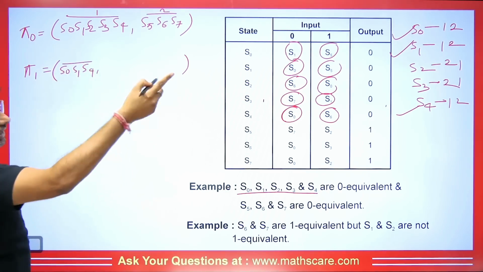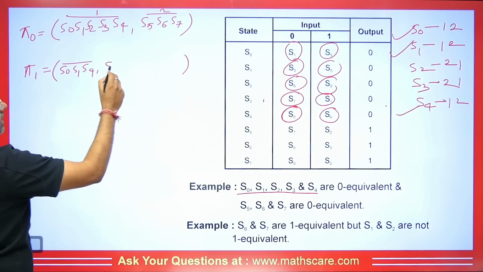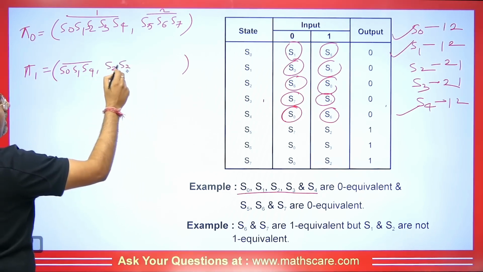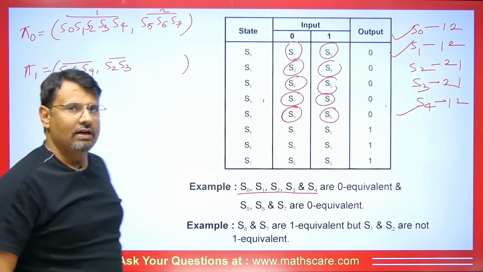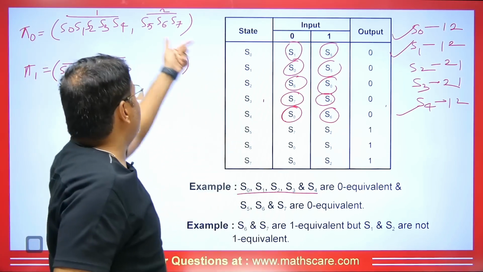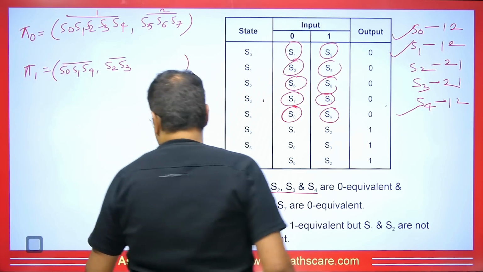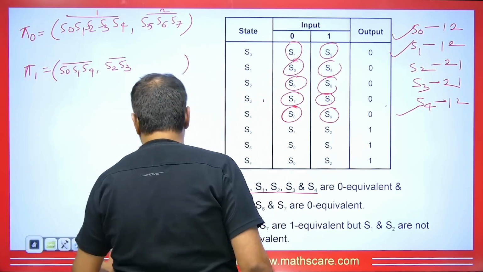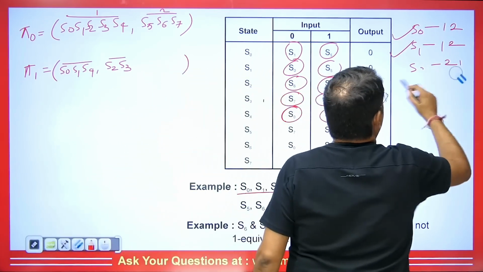The remaining states are also 1 equivalent, but their outputs are different. So they will belong to a separate class. You need to understand this concept properly. Now we will talk about how to do this one. So let's erase this now so that we don't face any problem in understanding the next part.